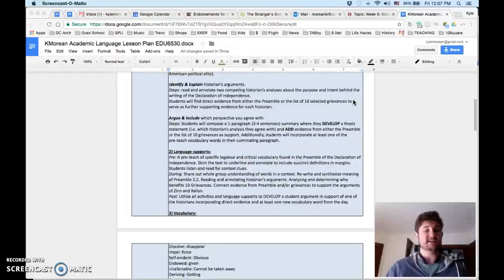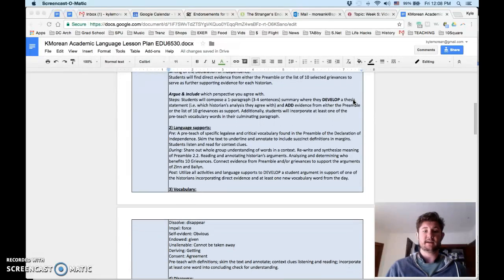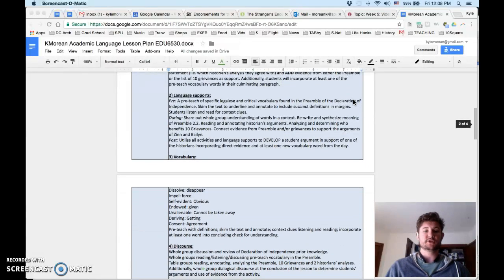So they'll develop a thesis statement, that is, which historian's analysis they agree with, and add evidence from either the preamble or some of the 10 grievances list to support. Additionally, students will incorporate at least one of the pre-teach vocabulary words into their culminating paragraph. And this is one of the post-language supports that I have built into the final check for understanding.